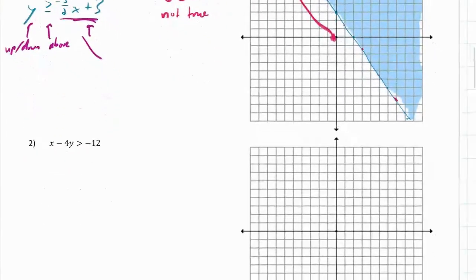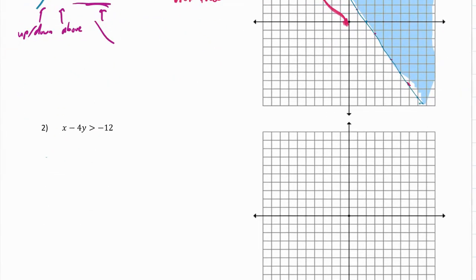Let's try another example of just a linear inequality. If I put this in slope-intercept form, I get negative 4y is greater than negative x minus 12. And then when I divide both sides by negative 4 and switch the sign, I get y is less than 1/4 x plus 3. So I'm going to go up 3, put a point. Then I'm going to go up 1 over 4, up 1 over 4, down 1, left 4, down 1, left 4. But I'm also going to do the half point.